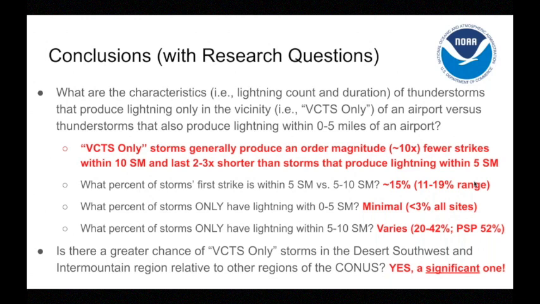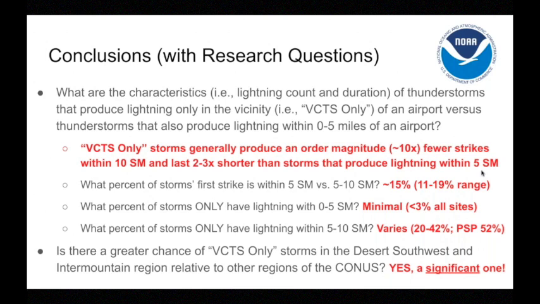And what percent of storms only have lightning within 5 to 10 miles? So this varies. This is what we were talking about with the VCTS only. And it varies anywhere from 20 to 42% roughly. However, we did have that outlier that was the highest ranked one at Palm Springs.